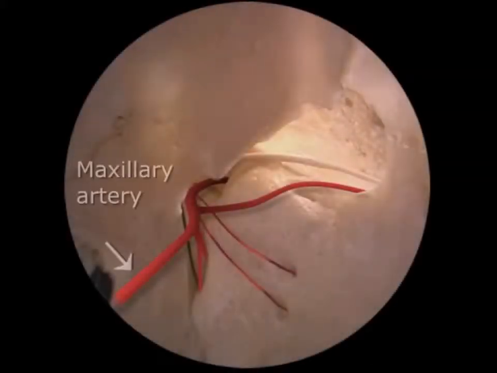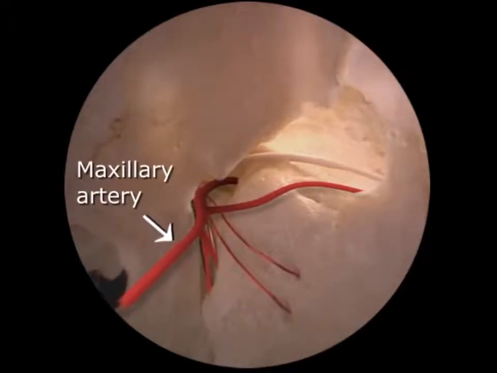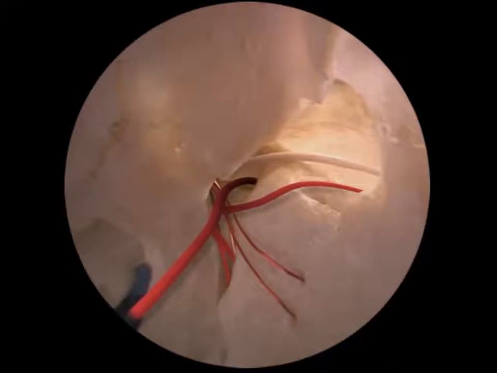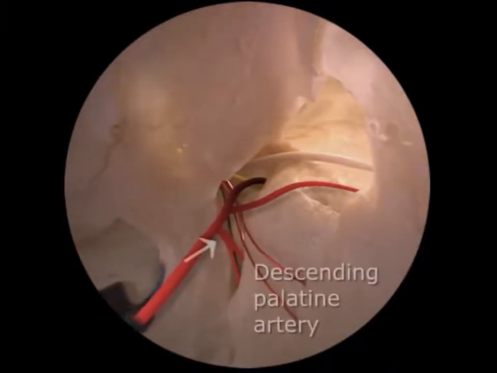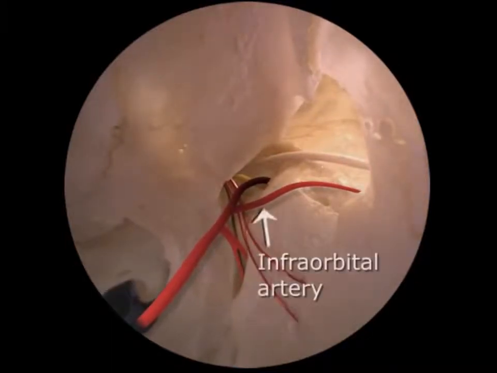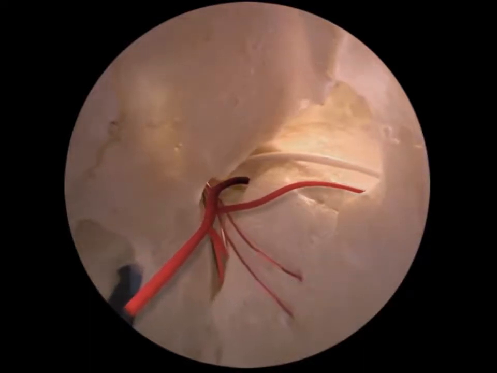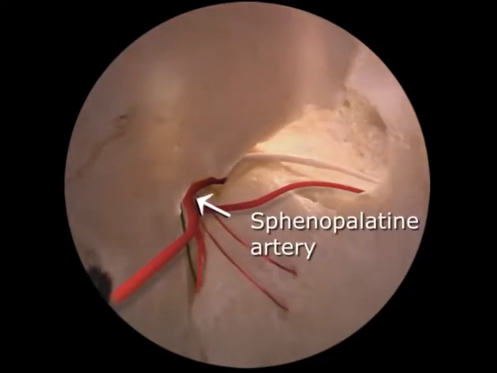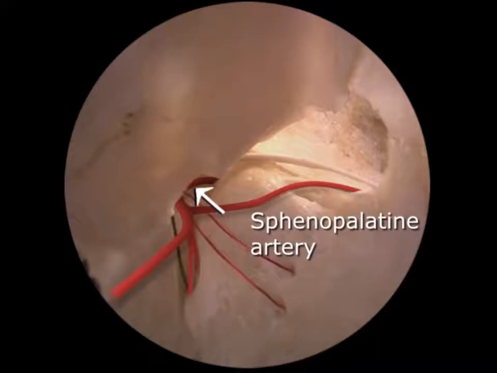The last part of the maxillary artery passes into the pterygopalatine fossa, dividing into its final branches. These include the descending palatine, the infraorbital, and the sphenopalatine, which passes through the sphenopalatine foramen along with the nasopalatine nerve.